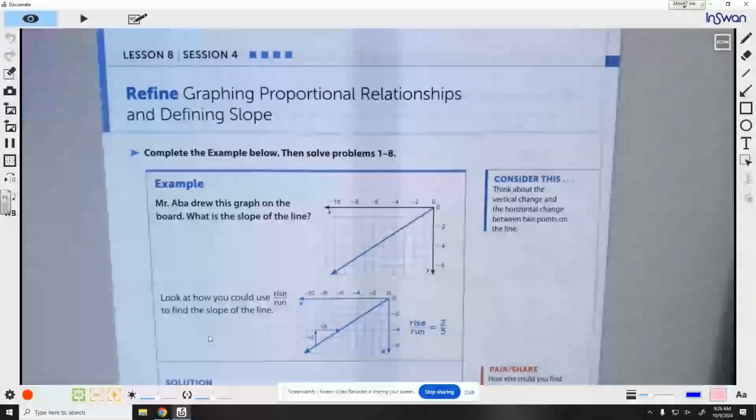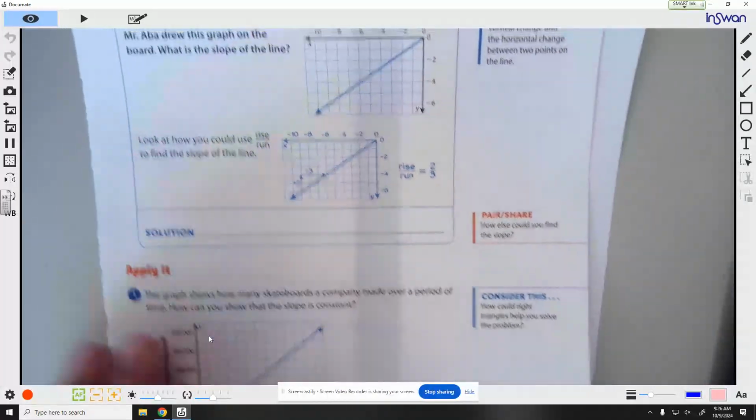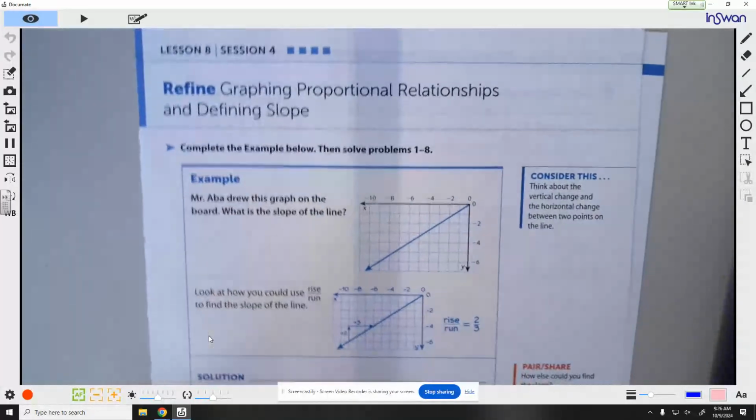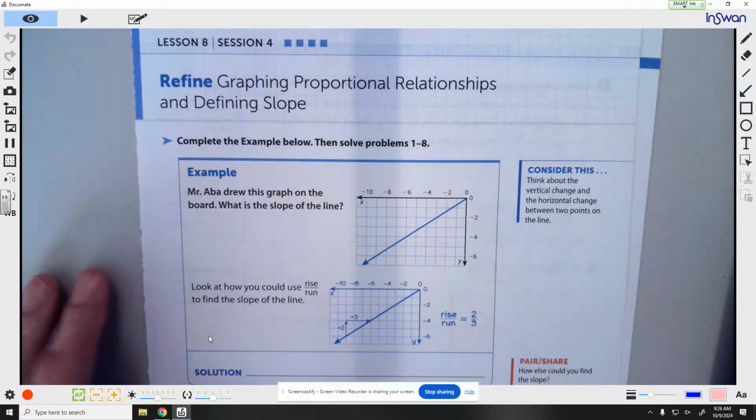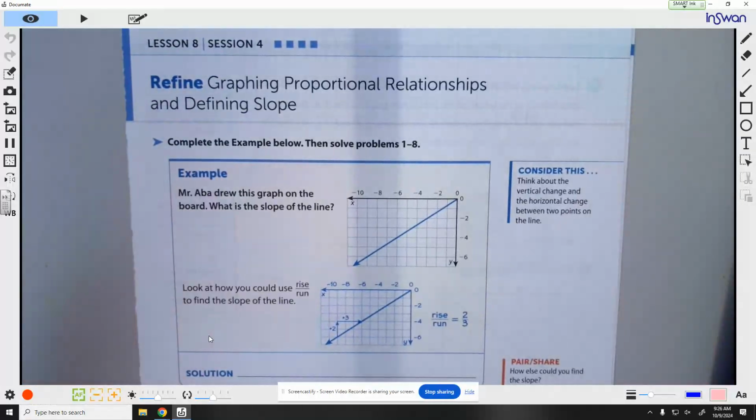All right, guys, for today's lesson, you're going to need page 193 out of your workbook. Okay, so we're going to actually be on pages 193, 194, and 195. All right, so we've been talking about slope, and today's lesson, we're going to take that a little bit further here.